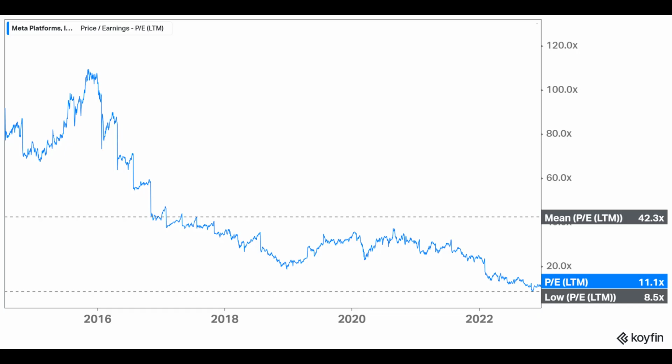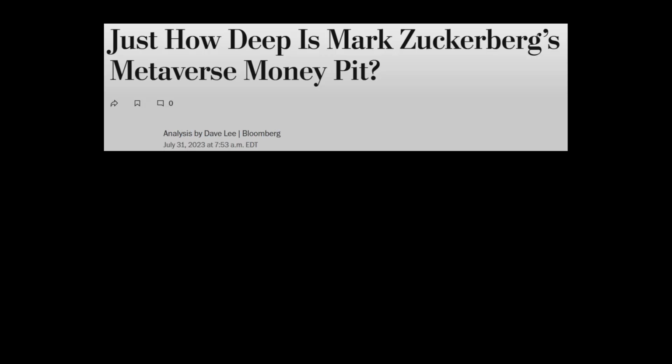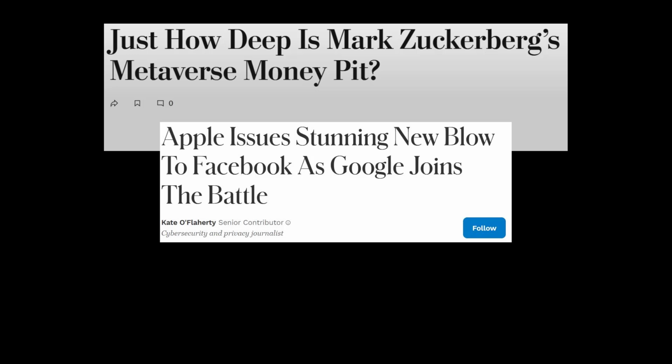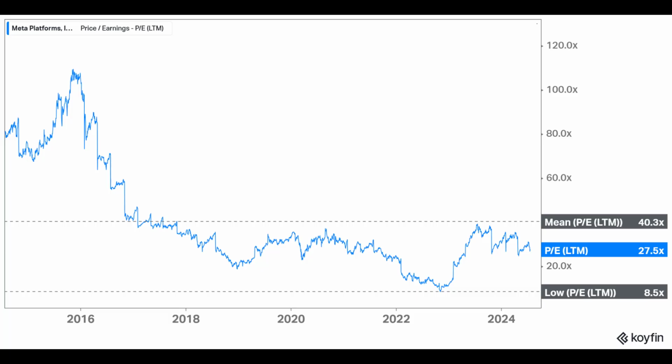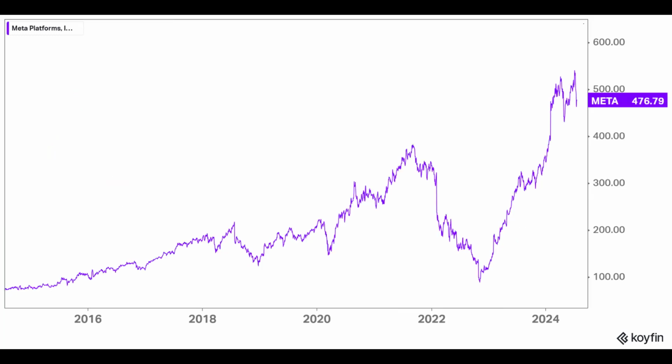Look at Meta. We have a stock that traded at an average PE of 40 over the last 10 years. In 2022, it traded at a PE as low as 8.5. The market had many apparent reasons. It was spending too much on the metaverse. Apple's tracking update was going to kill Meta's ad business. Government regulations were coming down hard. But had the core business really been affected? In my opinion, it hadn't, and the market agreed. Hence we saw the PE rebound and the share price go from the 80s to over 500.